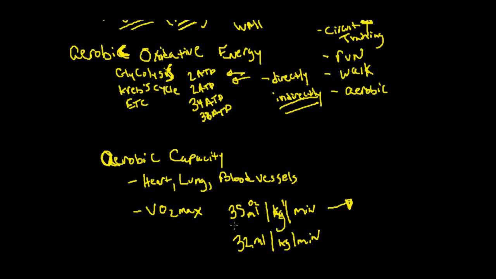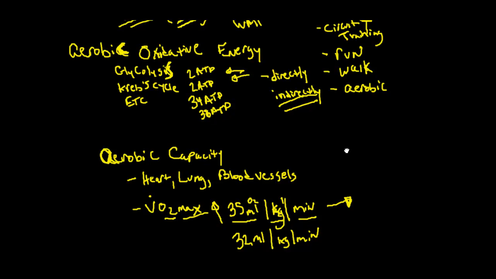So this is for the average male. Let me go over that one more time. This is 35 milliliters of oxygen per kilogram of body weight per minute. So that's the volume over time of oxygen you can get out to the tissue. How efficient are you at using oxygen? So as that number goes up, you become more efficient. And we'll talk about that later in a separate video.